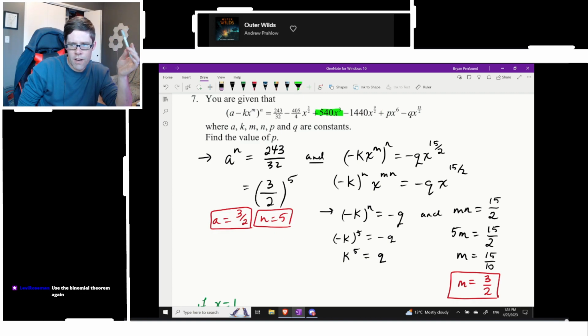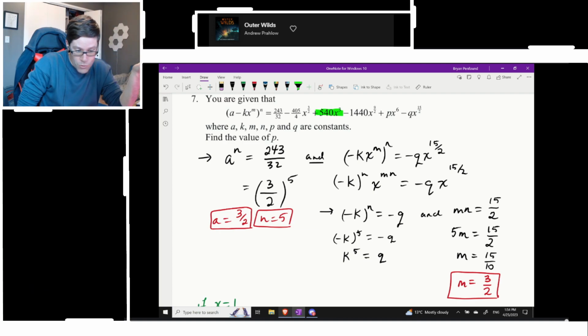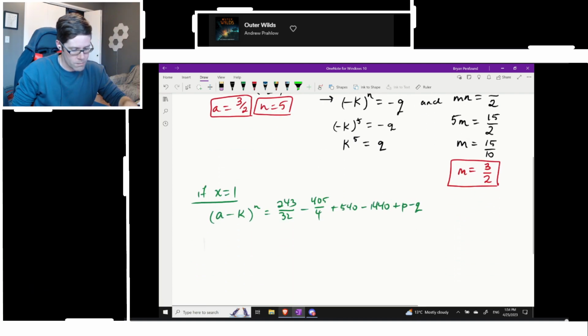So maybe let's use the 540. So I think you're right, Levi. I think let's use the expansion. Let's try to get the x to the 3 term maybe and see what happens.